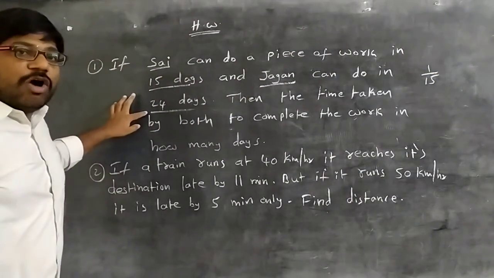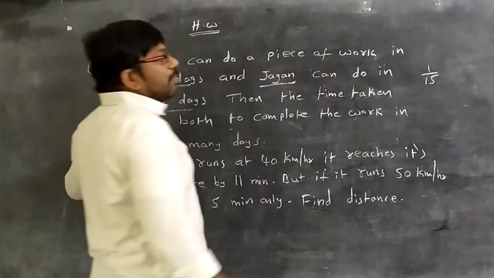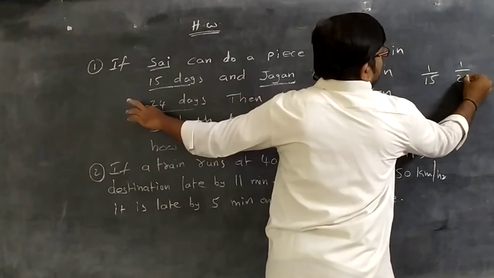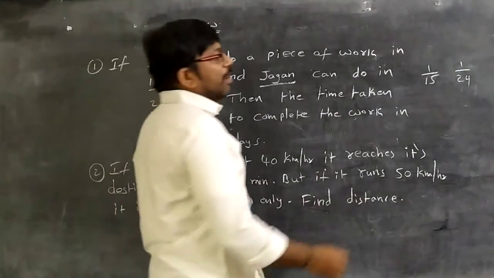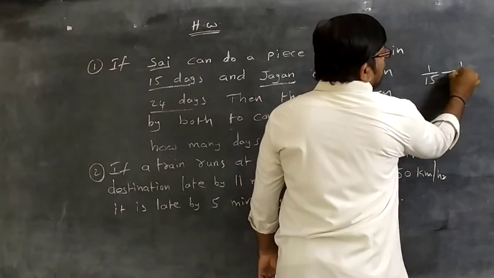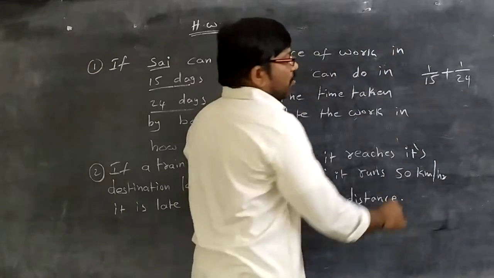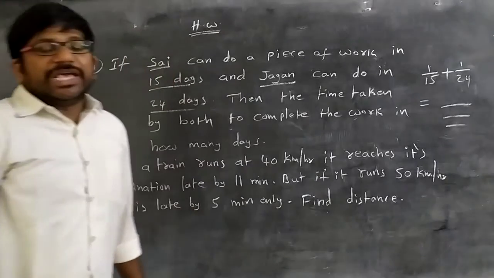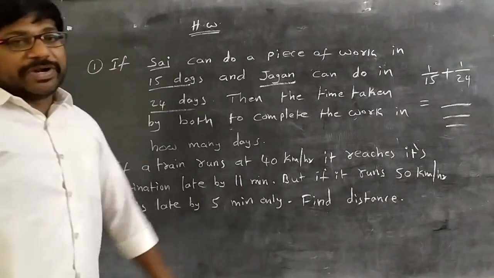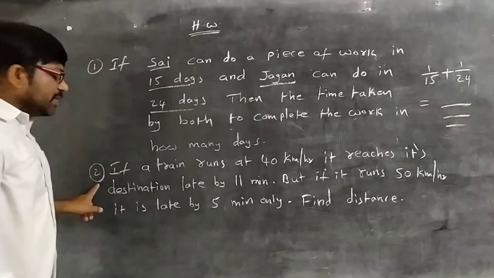And Jagan in one day, how much portion does he complete? 1 by 24. Both together can complete in one day's portion, which means we have to add 1 by 15 plus 1 by 24. So do it yourself. This is the clue. I gave you the clue. Right, next, second problem.